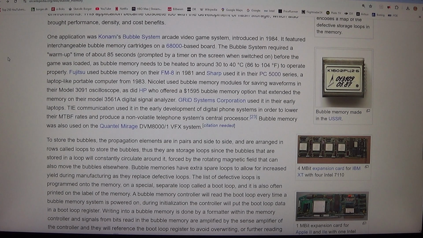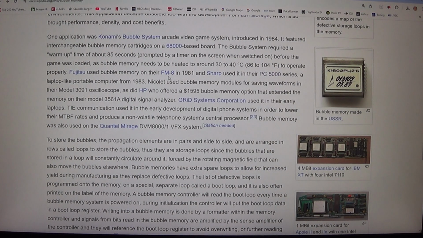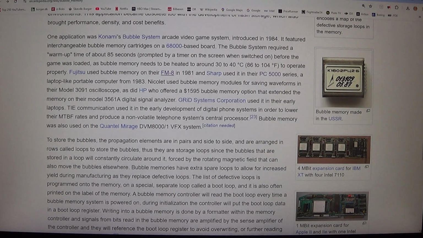Nicolet used bubble memory modules for saving waveforms in their Model 3091 oscilloscope, as did HP, who offered a $1,595 bubble memory option that extended the memory on their Model 3561, a digital signal analyzer. Grid Systems Corporation used it in their early laptops.